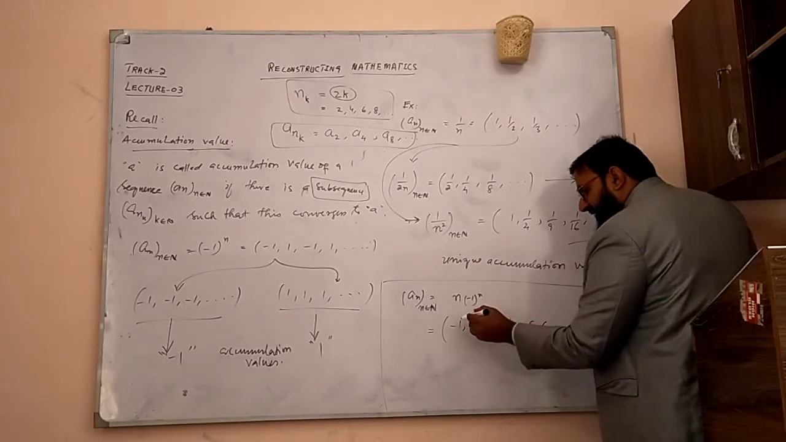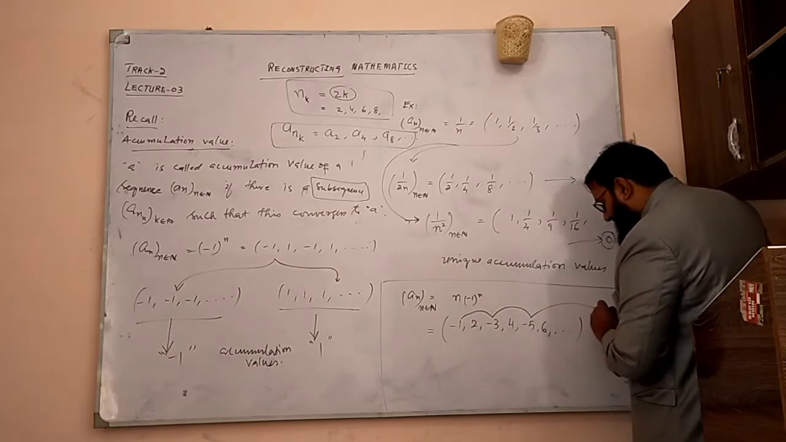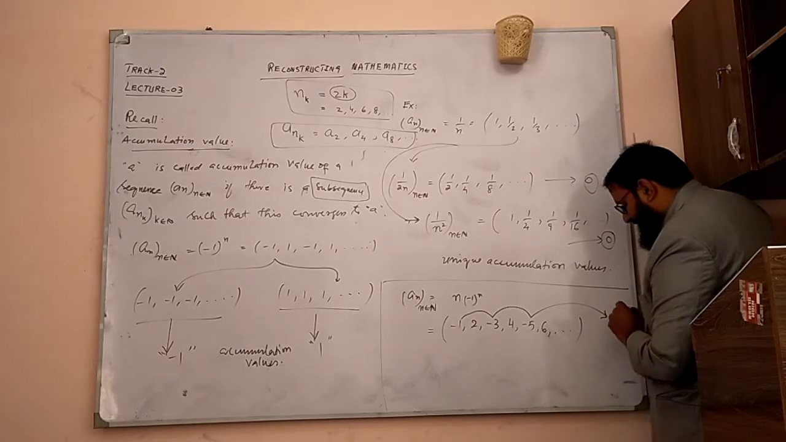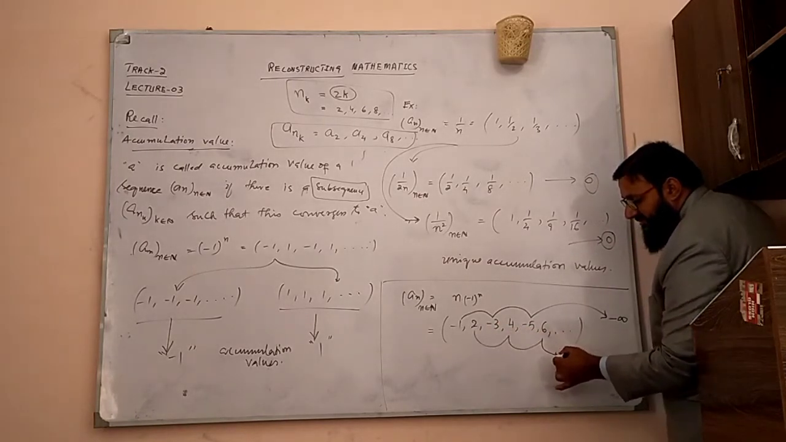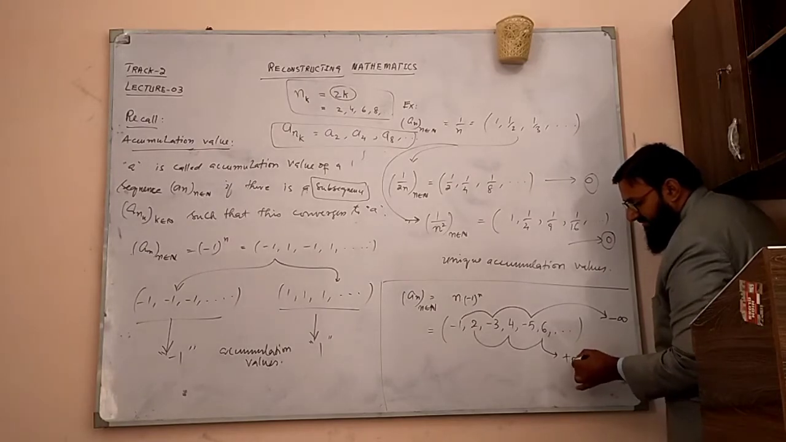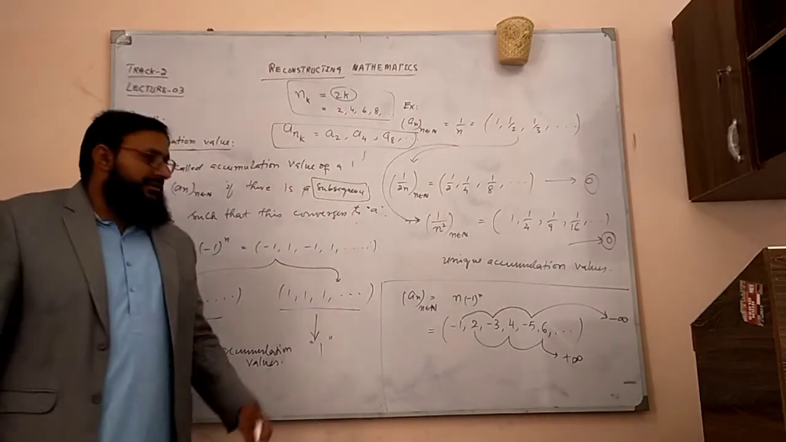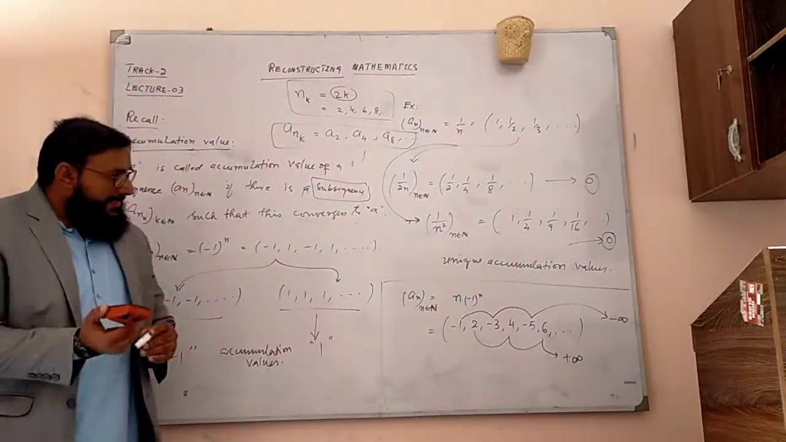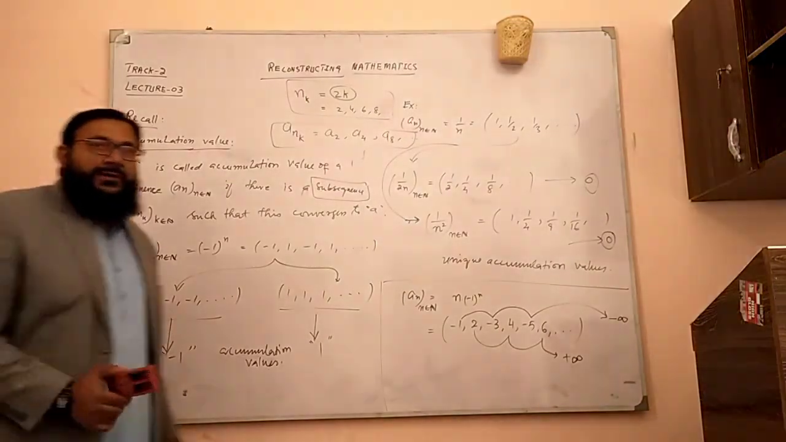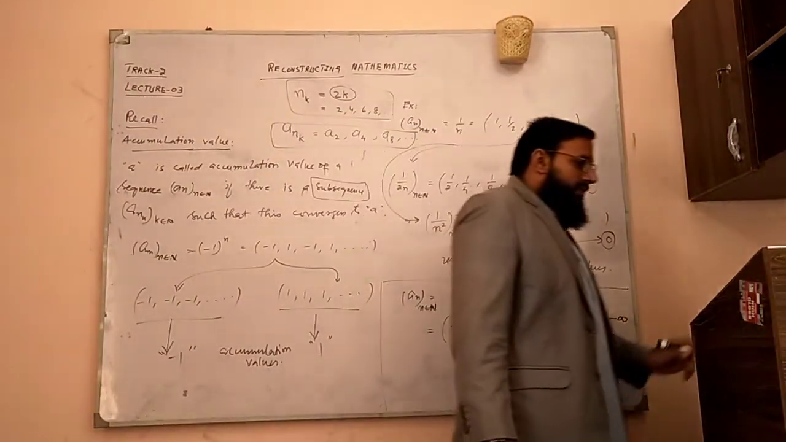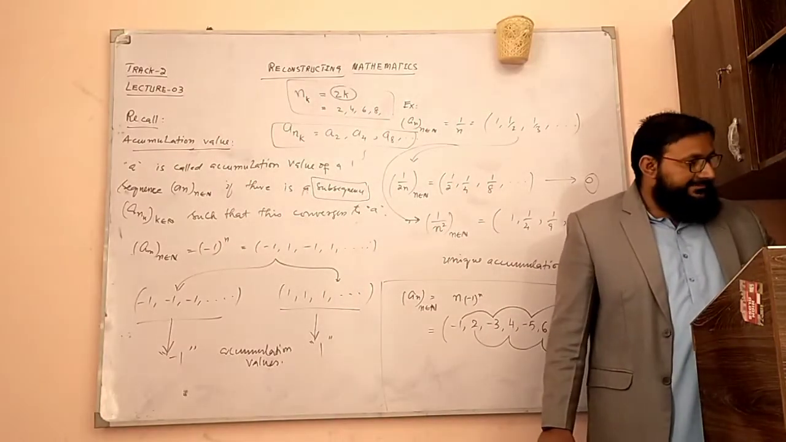You see that if you take this subsequence negative 1, negative 3, negative 5, then this diverges to minus infinity. If you take these even terms, then this diverges to positive infinity. So if you take different subsequences, you get two different divergence properties. So we say this sequence has two improper accumulation values. One is positive infinity and another is negative infinity.